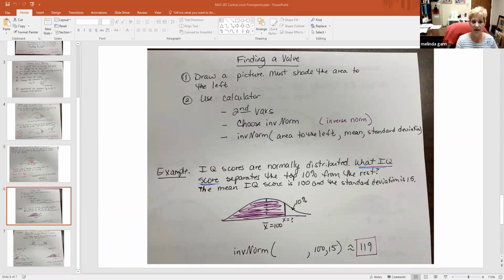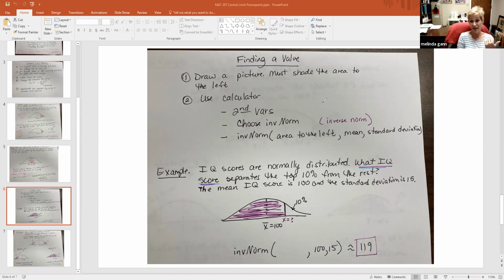You're still going to go to second VARS, but this time you're not going to pick normal CDF. You're going to pick this thing called inverse norm. For most of you, it's the third one down. Now, let me tell you why it's called inverse norm. If you know anything about algebra, you know that with functions, domain comes in and range comes out. An inverse function switches that. So what was coming in is now going out, and what was going out is now coming in. So the input and output switch on inverses.